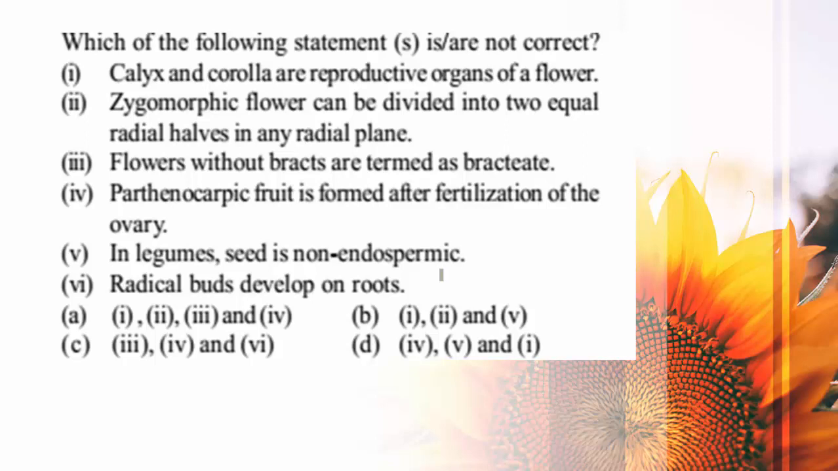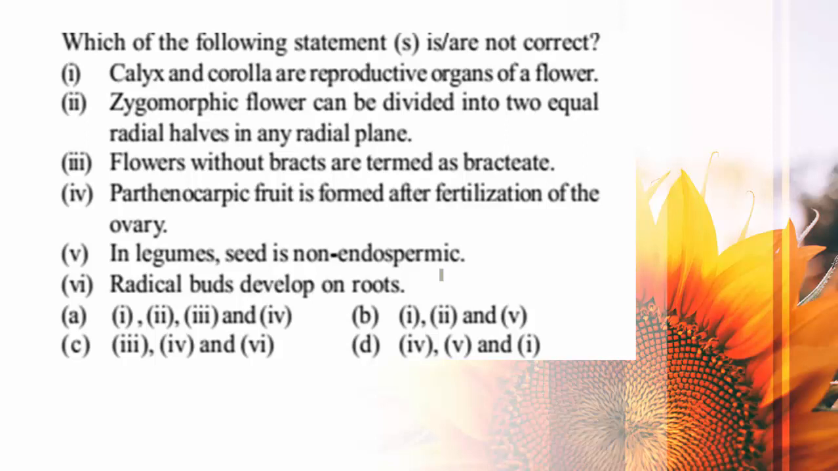Flowers without bract are termed as bracteate. Again this is also wrong. Flowers without bracts are termed as ebracteate. That means without bract. Parthenocarpic fruit is formed after fertilization of the ovary. Parthenocarpic fruits are formed without fertilization. There is no necessity of fertilization. Parthenocarpic fruits are seedless because they are produced without fertilization. Hence, the fourth statement is also not correct.